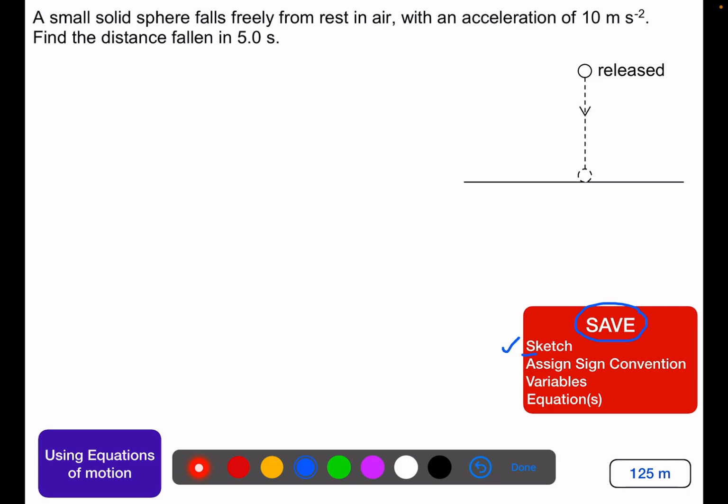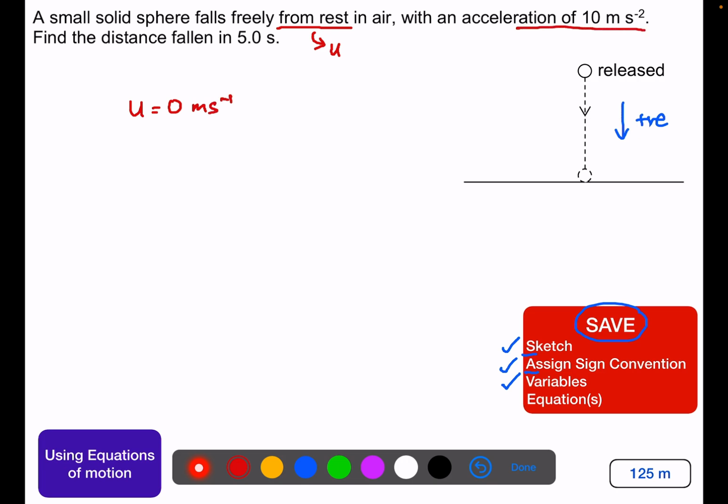Assign a sign convention. Since the sphere falls freely downwards, we just choose this direction as positive. Next we look at the variables that are given or unknown, right? The sphere falls freely from rest, so that tells us that this is the initial velocity. It's 0 meters per second.